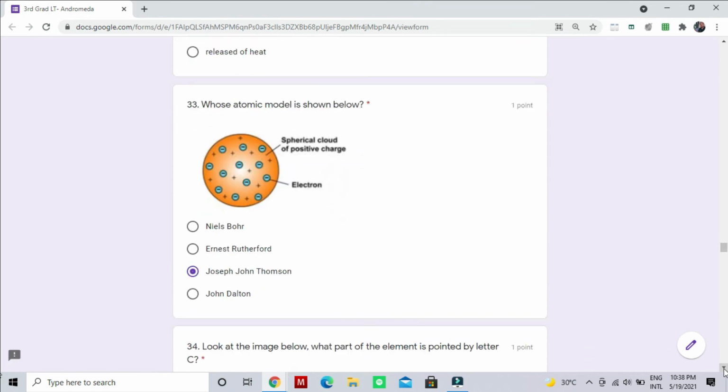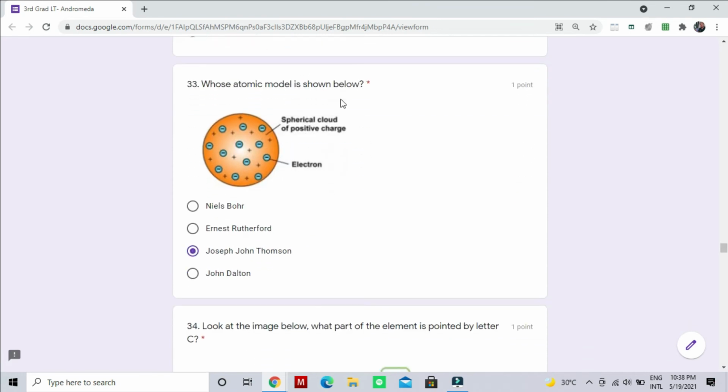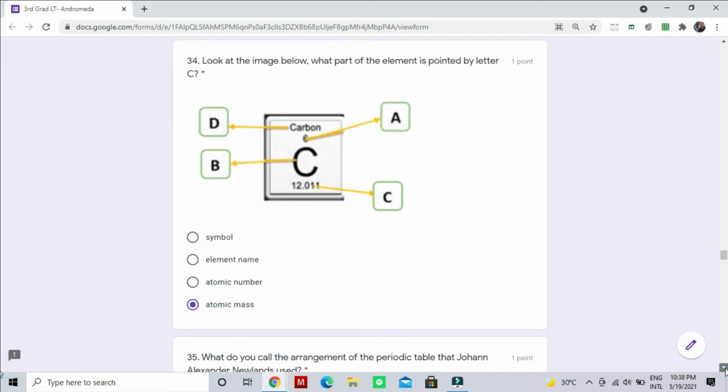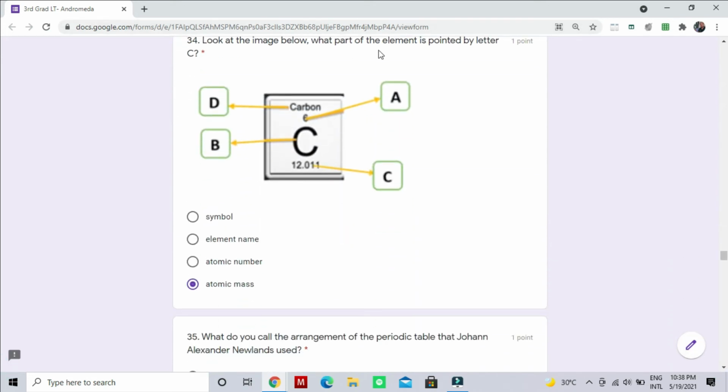Question number 33. Whose atomic models is shown below? The correct answer is Joseph John Thomson. Question number 34. Look at the image below. What part of the element is pointed by letter C? The correct answer is atomic mass.